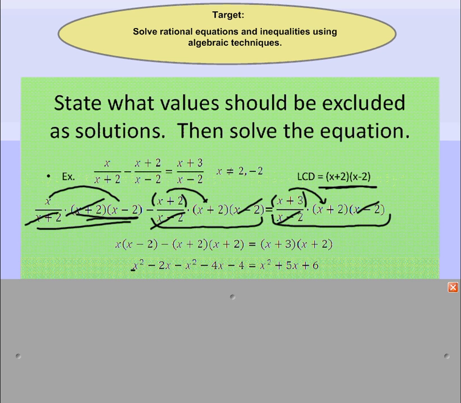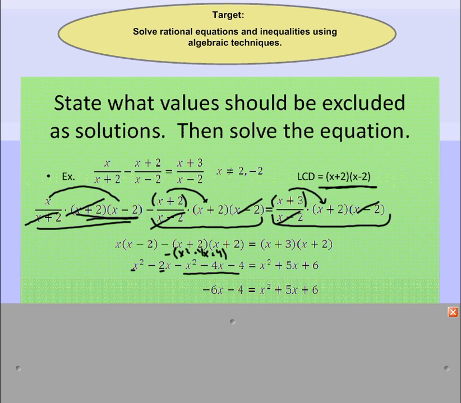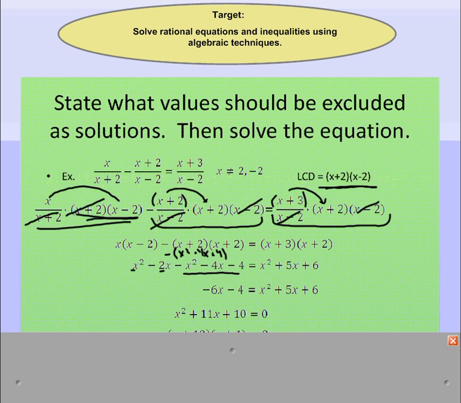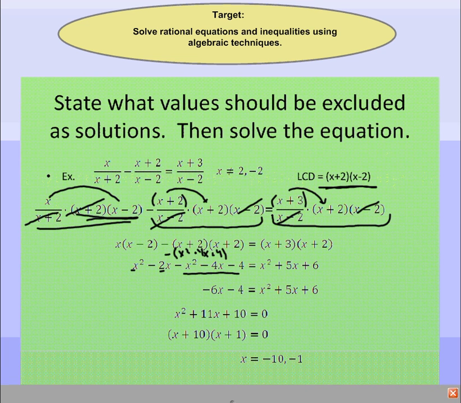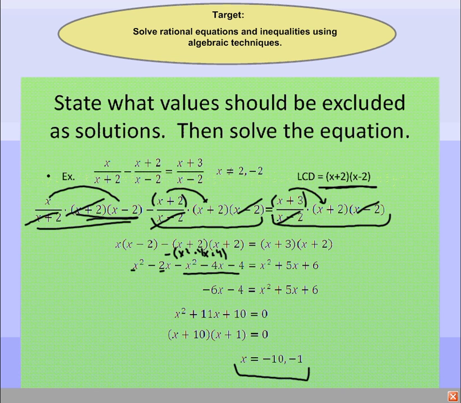We're distributing. Okay. We have a FOIL here, x squared plus 4x plus 4, but the negative sign needs to be distributed, so that's how we get those terms. And then we FOIL here. Combine your like terms. Looks like we have a quadratic, so we get that quadratic equal to 0. This is factorable. Set each factor equal to 0 and solve. You get 10 and negative 10 and negative 1. Neither of those answers are excluded, so those are your two answers.